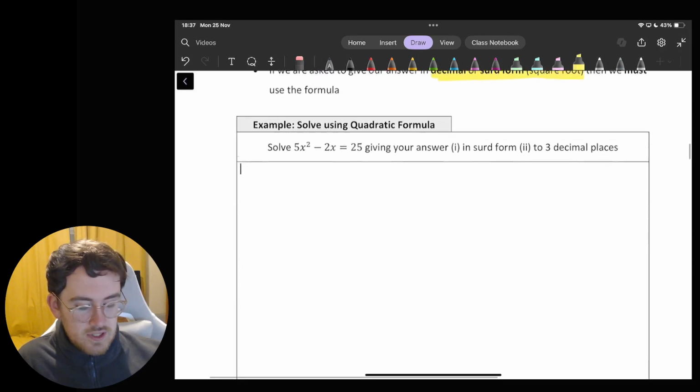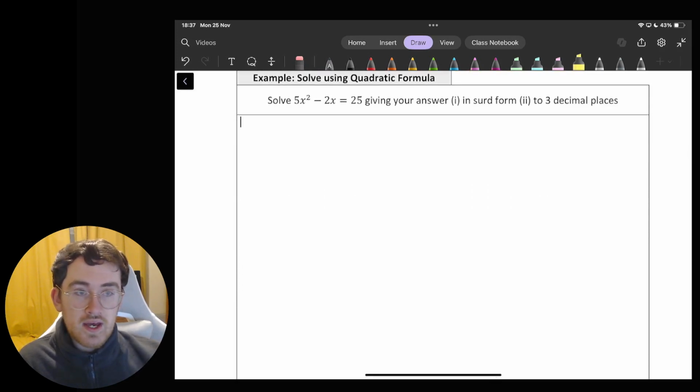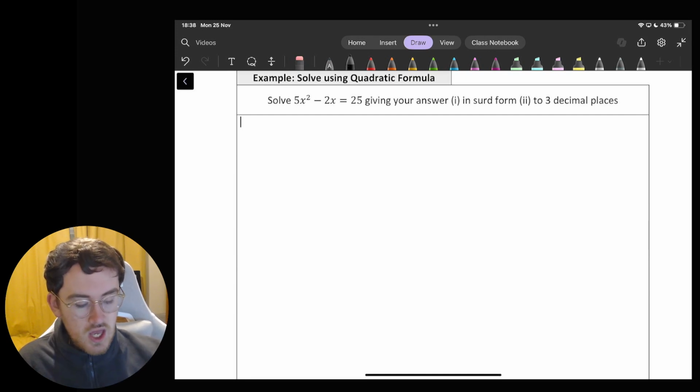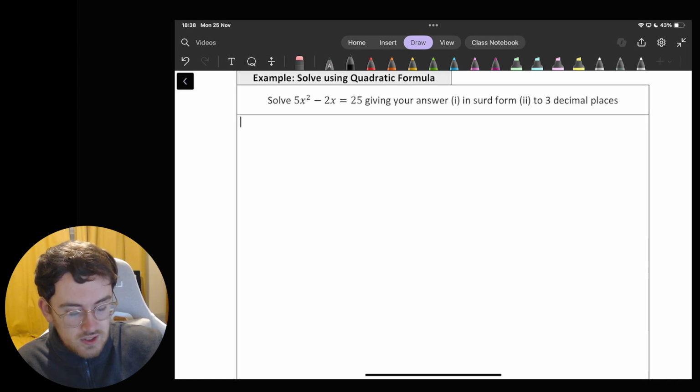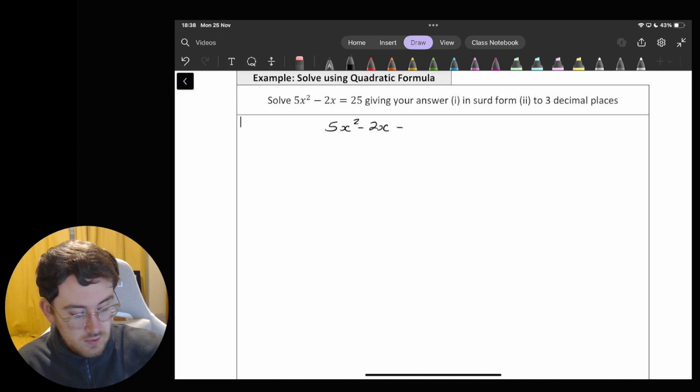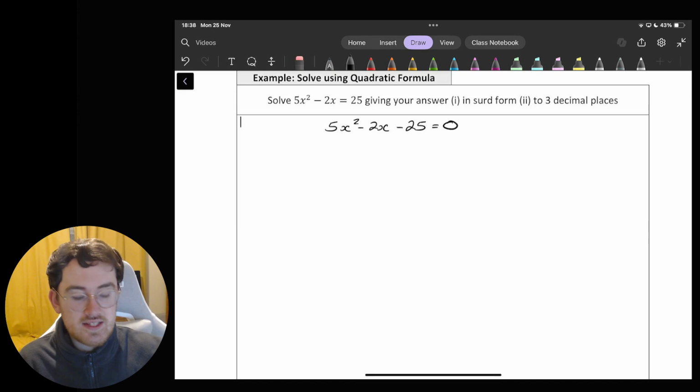So let's look at an example. A good example here, looking at surd form as well as 3 decimal places. We can talk about surd form when we get that far in the answer. The first thing I would note about my question is that it's not in the correct format. So the first thing I need to do is put it into the correct format. That means writing it as 5x squared minus 2x, and then taking 25 from both sides, or moving it across and changing the sign, whichever way you think of it. Taking 25 from both sides means I have a minus 25 on that side. Now I'm content that it's in the correct format.